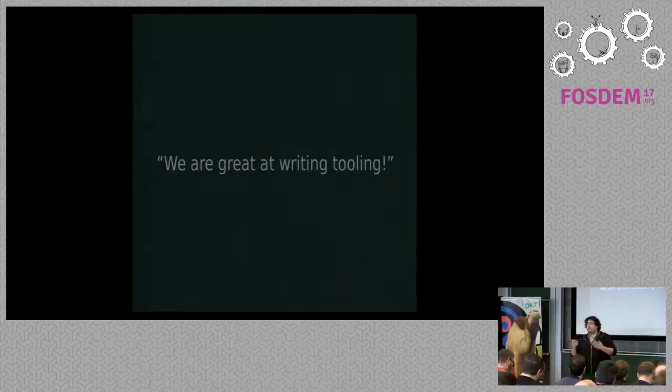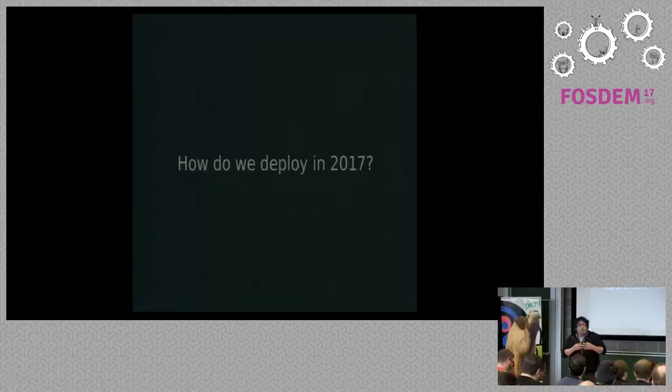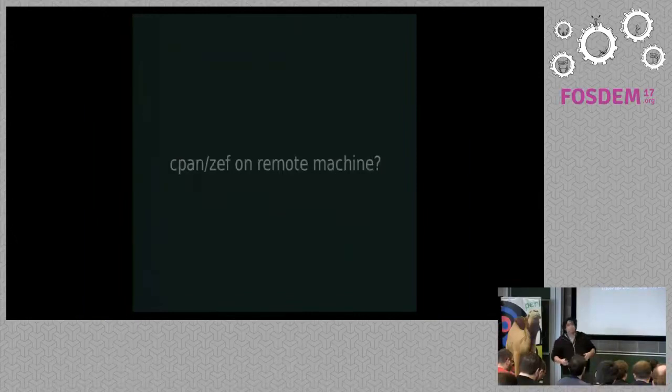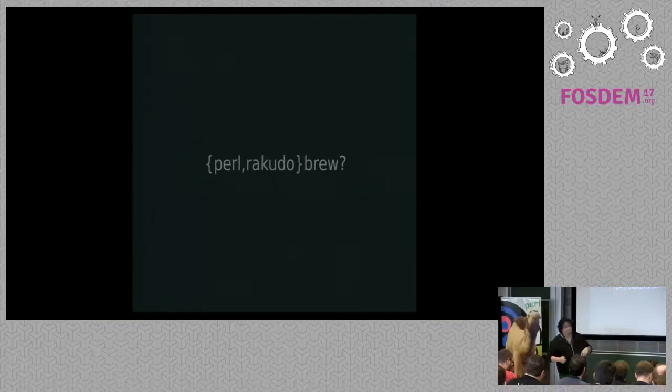But if we rephrase the question a little differently, we may get another answer. If we ask how do we deploy our programs now in 2017, we get a lot of different answers. There's more than one way to do it. Some people use CPAN or cpanm on a remote machine. I hope no one here works like that, but everywhere I've worked, I've seen people doing that on production machines. Some people use Rakudobrew or Perlbrew to use their own Perl and not use system Perl. Some people use Carton to pin the dependencies.